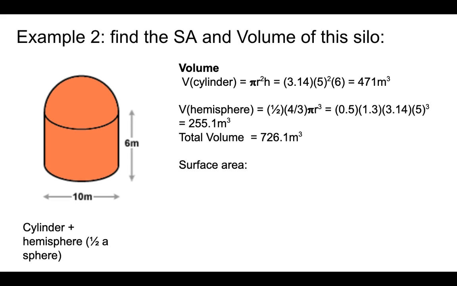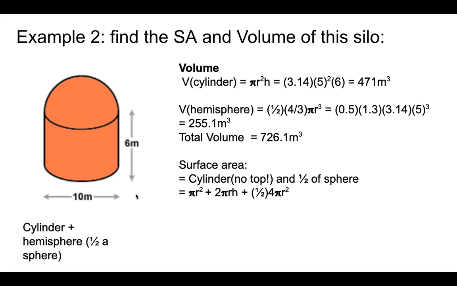Let's take a look at surface area then. Well, if we look at this, for the cylinder, we have the bottom of the cylinder, but we don't have the top, okay, because the hemisphere is covering it up. So you're going to do the side and one of the ends, but not the top. And then we only have half a sphere, so we're going to have to multiply the surface area of a sphere by half. Okay, so for the bottom of the cylinder, it's pi r squared is the surface area. For the side, it's 2 pi r times h. And then for the hemisphere, it's half times 4 pi r squared.